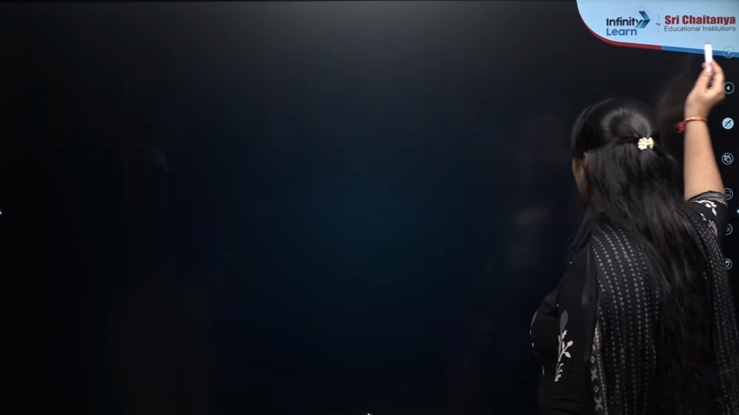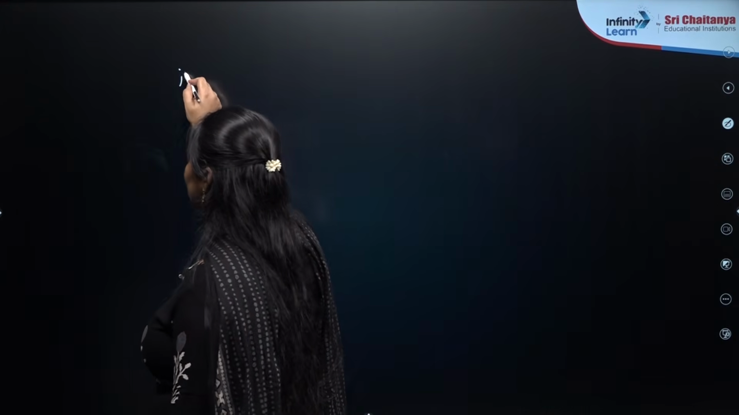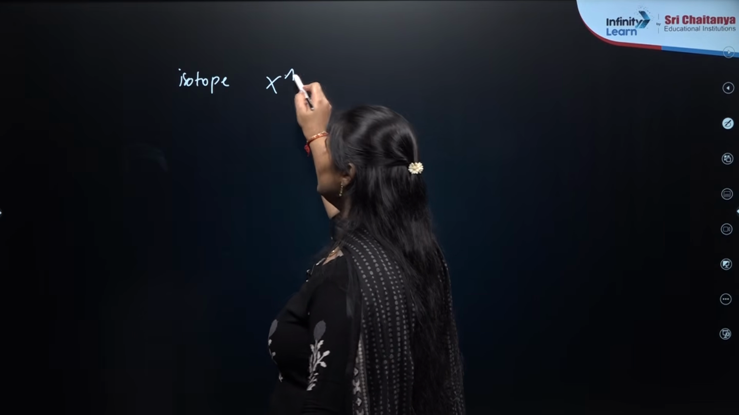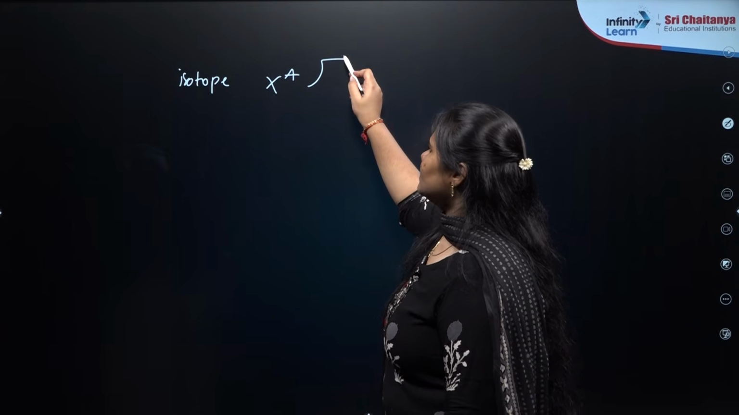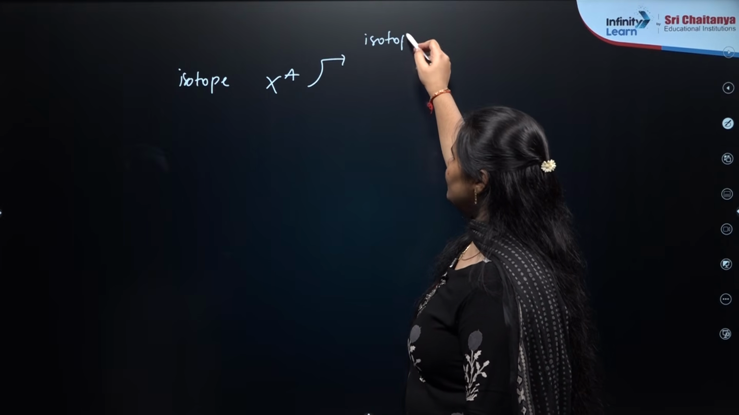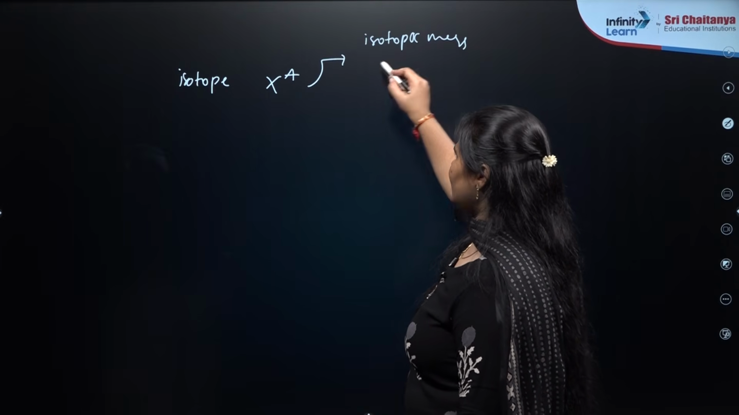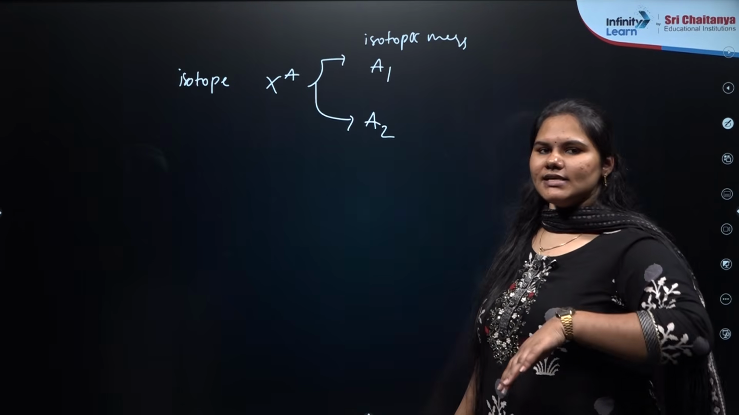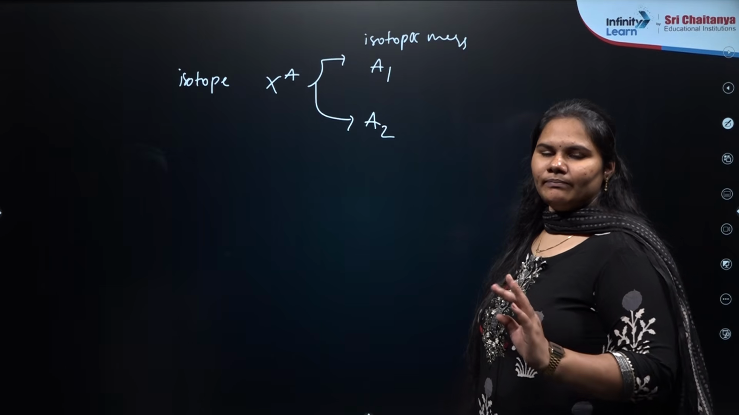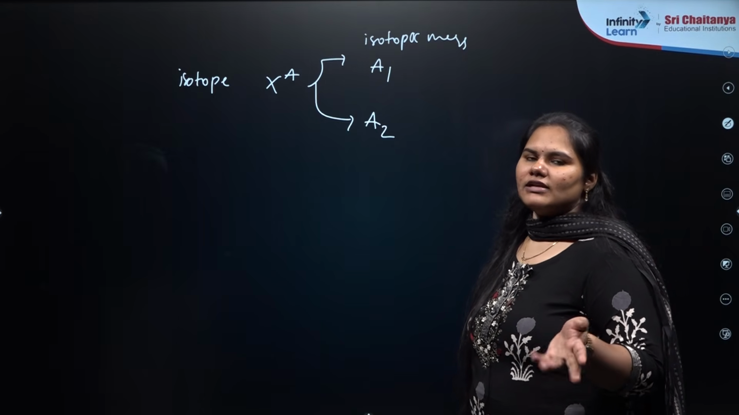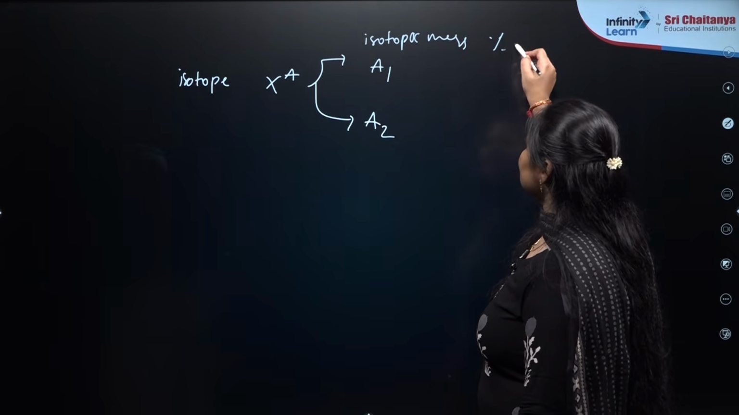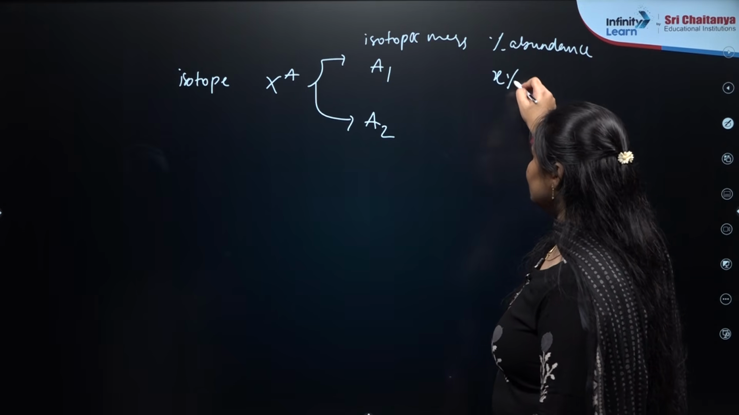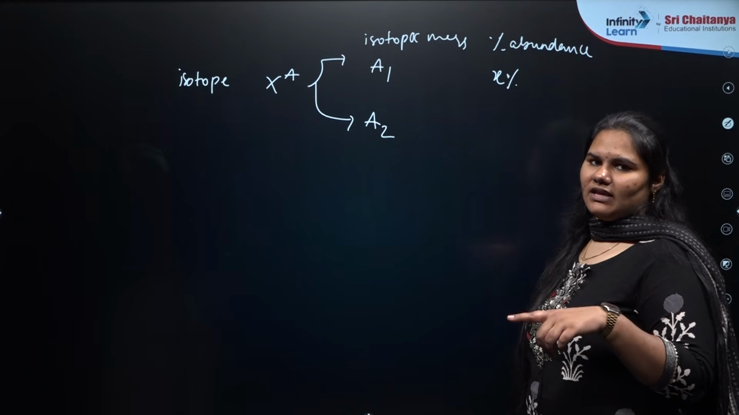I'll explain that formula now. Let us take an isotope. Z is the same, so you don't need to specify the Z value. Take this isotopic mass as A1 and the other isotope mass as A2. If there are 3 isotopes, you can take A3 also. There can be 2, 3 or at most 4 isotopes. Then the percentage abundances will be mentioned in the question.